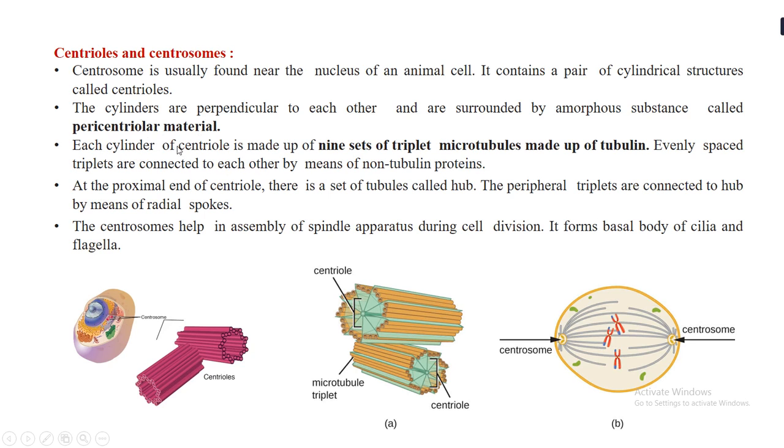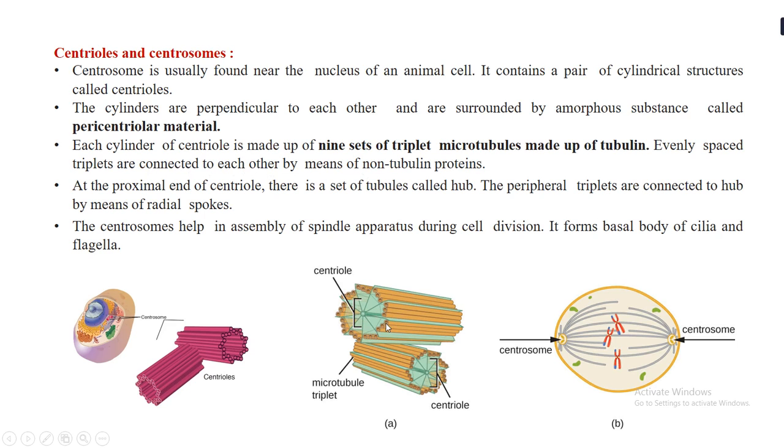Now each cylinder of a centriole is made up of 9 sets of triplets. So this is considered to be one triplet, and like that there are 9 sets of these triplets, and these triplets are called microtubules. These microtubules are made up of tubulin. They are evenly spaced triplets and are connected to each other by means of a non-tubulin protein.